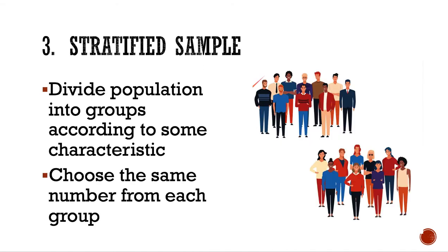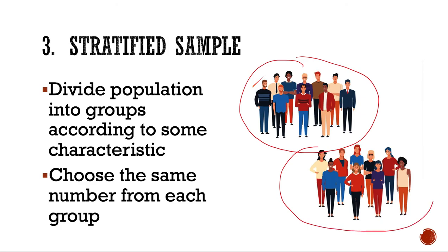Stratified sample. You're going to divide your population into groups according to some characteristic. You can see in this picture that we've got our big group divided into 2 smaller groups. So we've got this group and we've got this group. Then we're going to pick the same number from each group. So I might say, I'm going to choose 3 from this group, and then I would choose 3 from this group. And that makes a stratified sample.